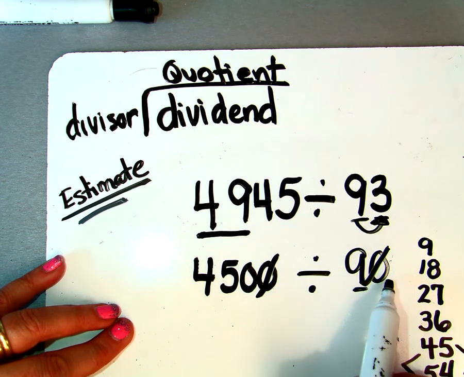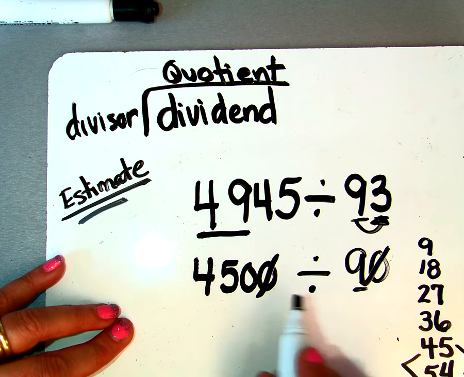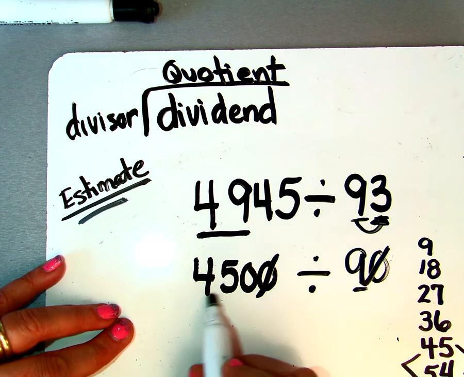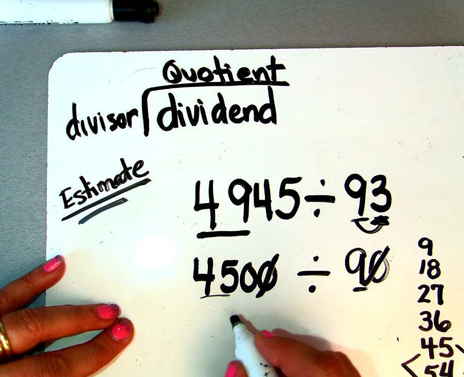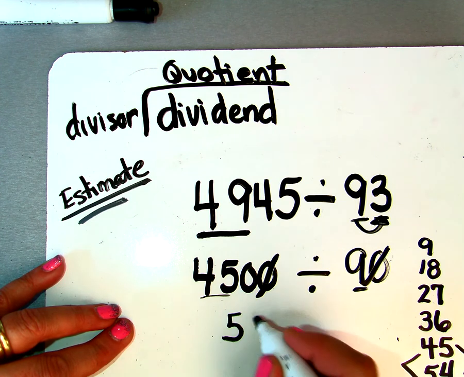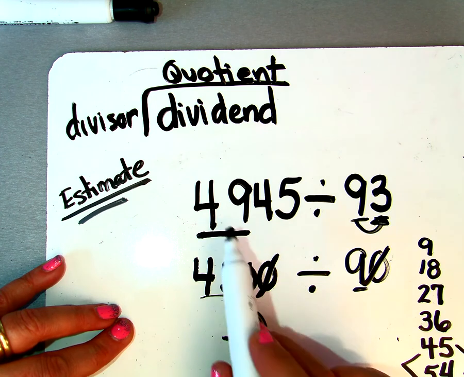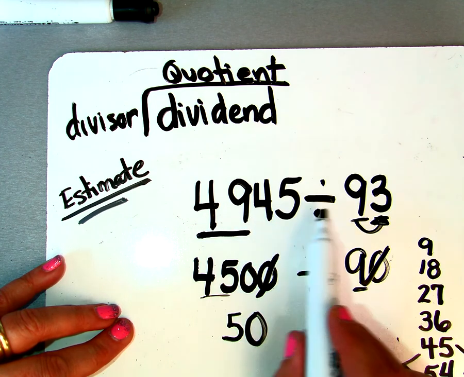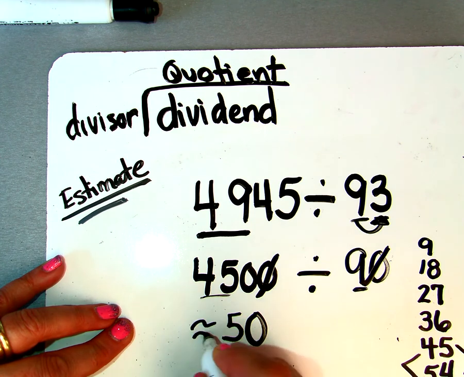Why? I don't need that place. Nothing going on there. There's zeros there. What is 45 divided by 9? 9 times 5 is 45. How many zeros do I need? One left over. 4,945 divided by 93 is going to be about 50.